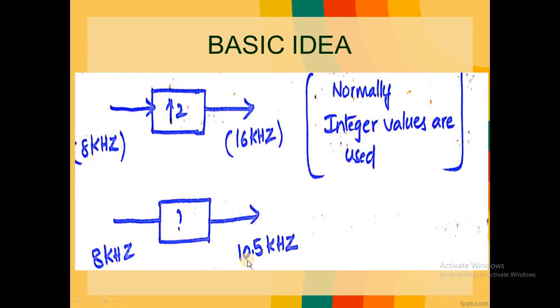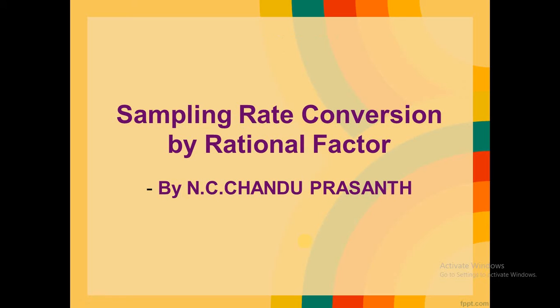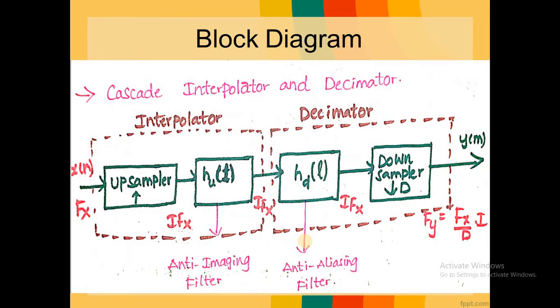See here it is a 10.5 value. If you want to obtain this type of frequencies, we are going to use sampling rate conversion by a rational factor. Normally we are using interpolation and decimation operations, and in those we are using only integer values, but this is somewhat different from those ideas. Okay, it is the basic idea involved in sampling rate conversion by a rational factor.